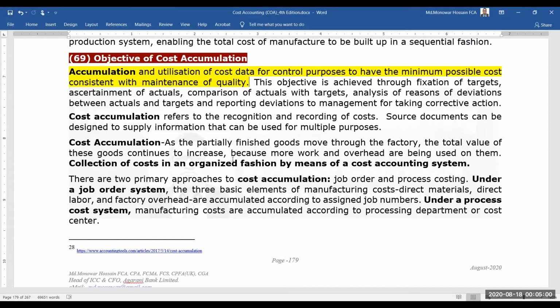So, collection of costs in an organized fashion by means of the cost accounting system. There are two primary approaches to cost accumulation: job order and process. Under the job order system, the three basic elements of manufacturing cost, that is direct material, direct labor, and factory overhead, are accumulated according to an assigned job number. Under the process cost system, manufacturing costs are accumulated according to processing department or cost center.